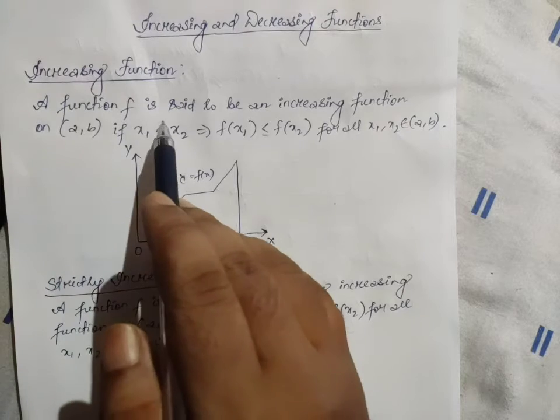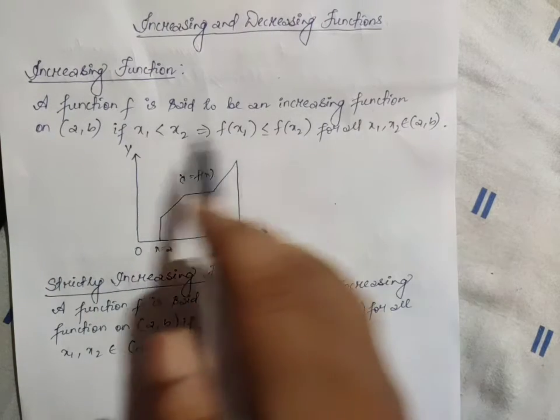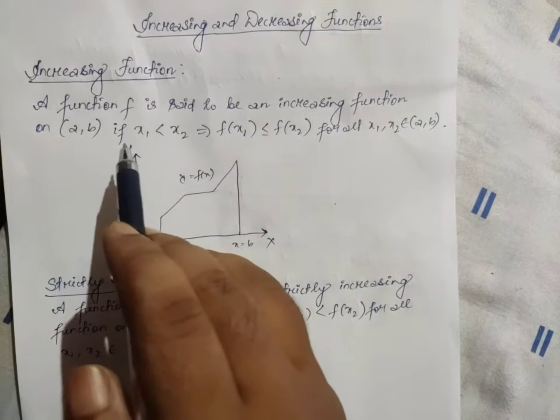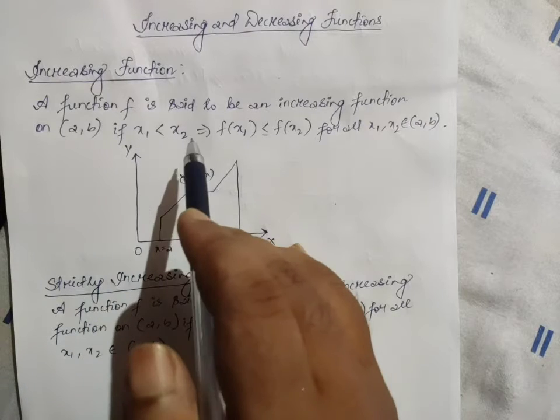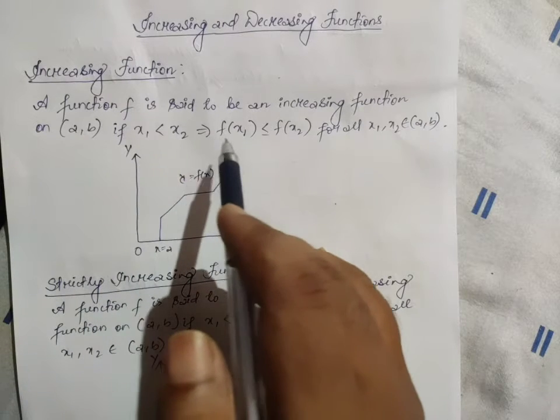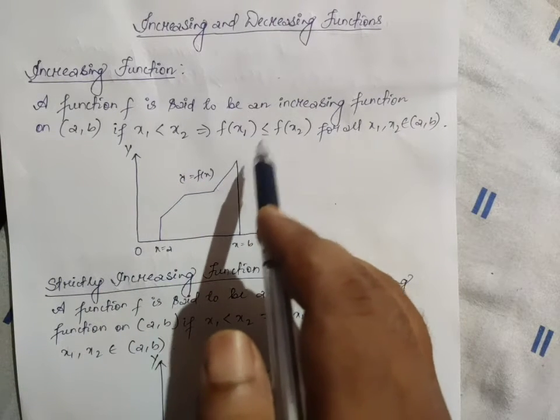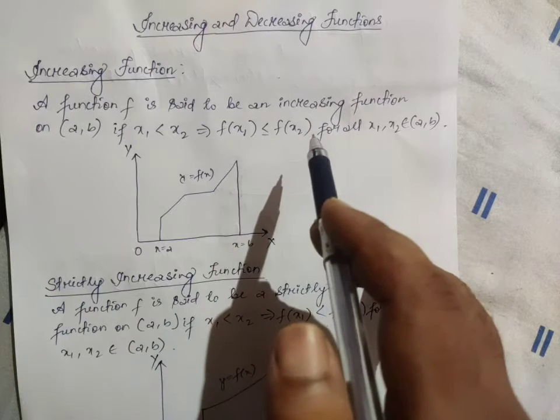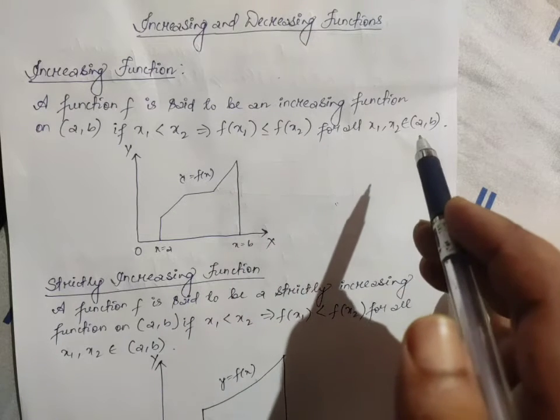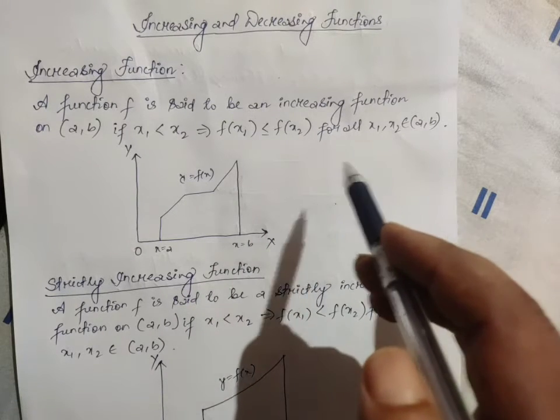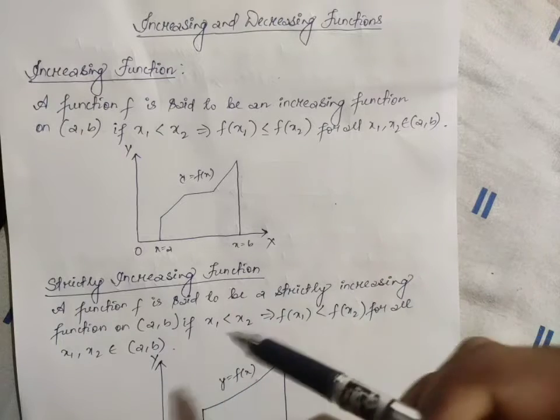A function f is said to be an increasing function on open interval (a, b) if x1 is less than x2, which implies that f of x1 is less than or equal to f of x2 for all x1, x2 belongs to (a, b). Now what does it mean? When is a function increasing?